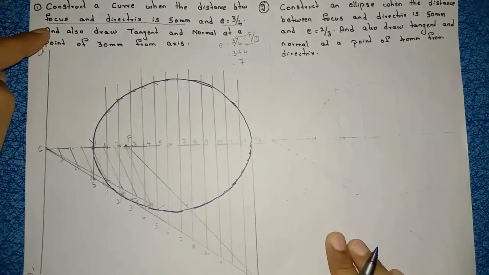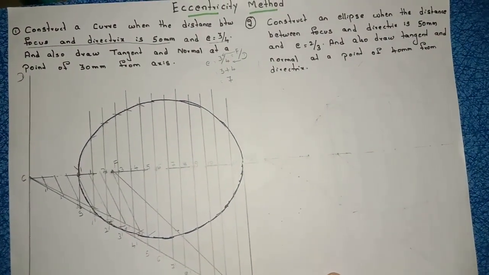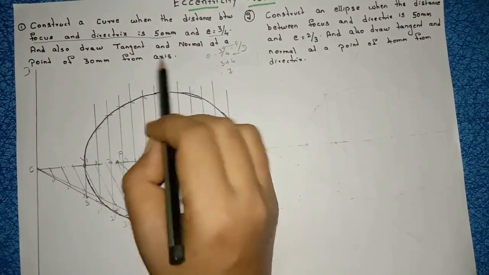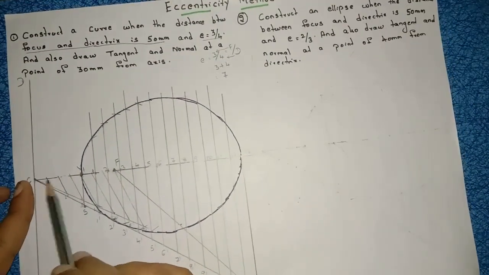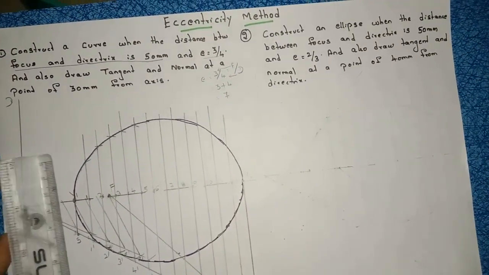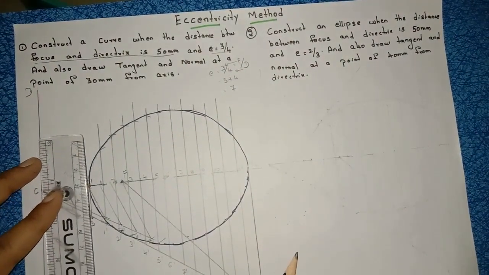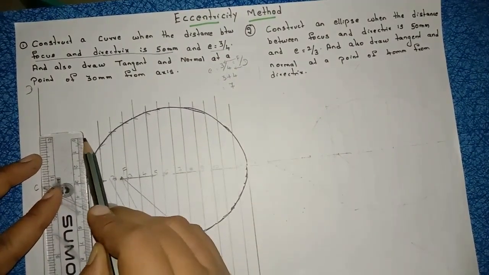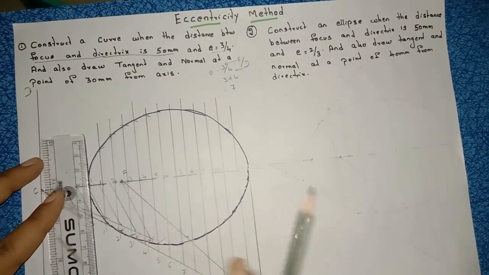So the next part is, and also draw tangent and normal at a point 30 mm from the axis. So axis line means this one only, the horizontal line, right? So keep your scale in a vertical manner, 30 mm. So keep 30 mm on the axis, start from here, from the vertex, right? This 0 should touch the curve. 30 mm should be on the axis line only.